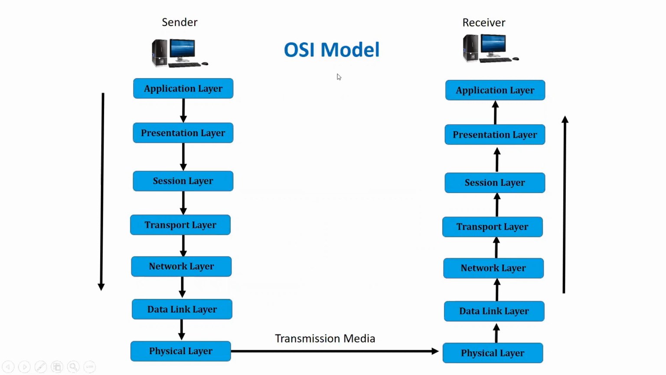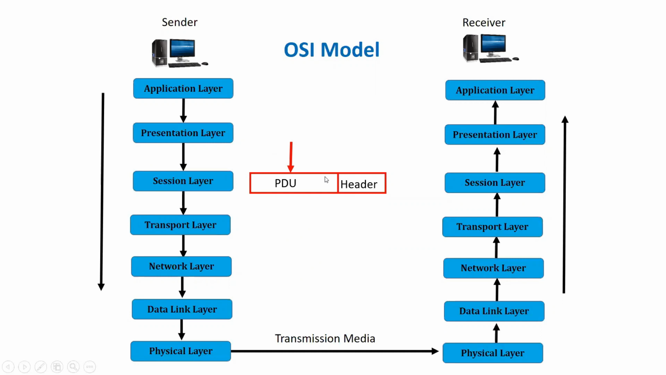During encapsulation, each layer on the sender side creates a data unit known as a PDU, which means protocol data unit, that contains the information and the header from the upper layer, and also adds a header which is the current layer's header. So this is actually known as encapsulation.